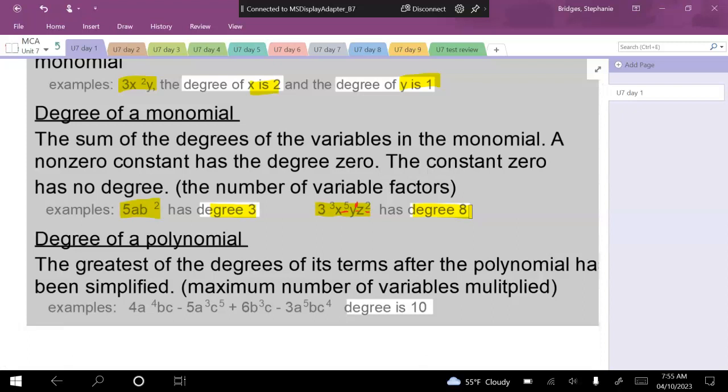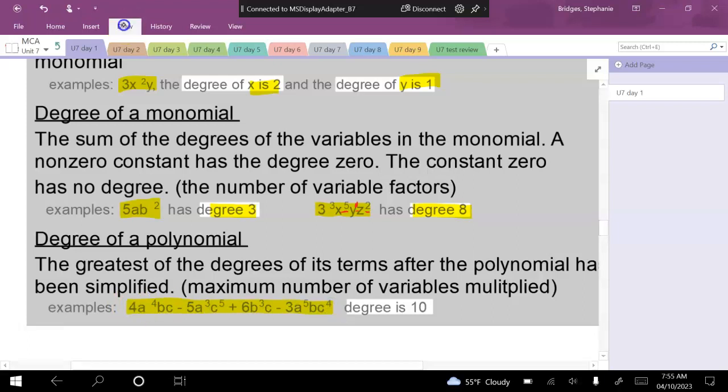And then when we're trying to find the degree of a polynomial, which is how we're going to classify them, it is the greatest degree of the individual terms. You don't take all of them for each term in a polynomial and add them together. You figure out which term has the highest degree, and that is the degree of the polynomial. So if we have this big, long polynomial here, if I can highlight it.